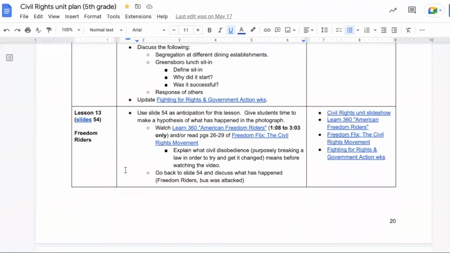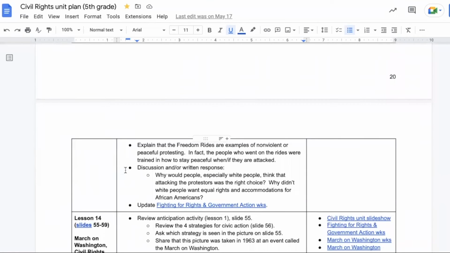Lesson 13, we learn about the Freedom Riders. Explain what civil disobedience means before watching the video. After watching the video, explain that the Freedom Rides are examples of nonviolent and peaceful protesting. Point out that people who went on the rides had training on how to stay peaceful if they were attacked.